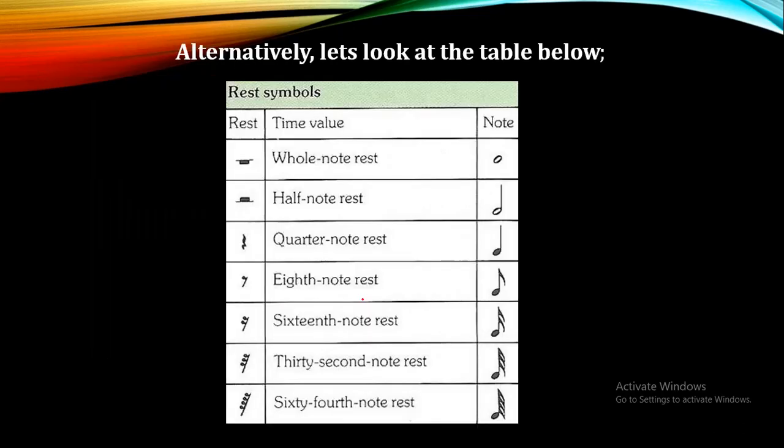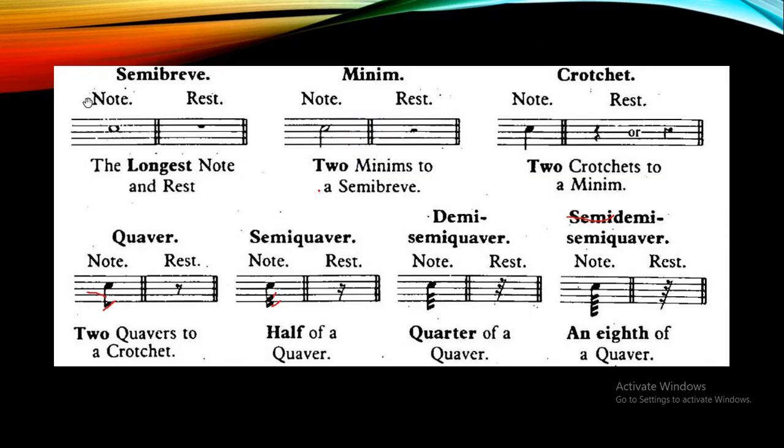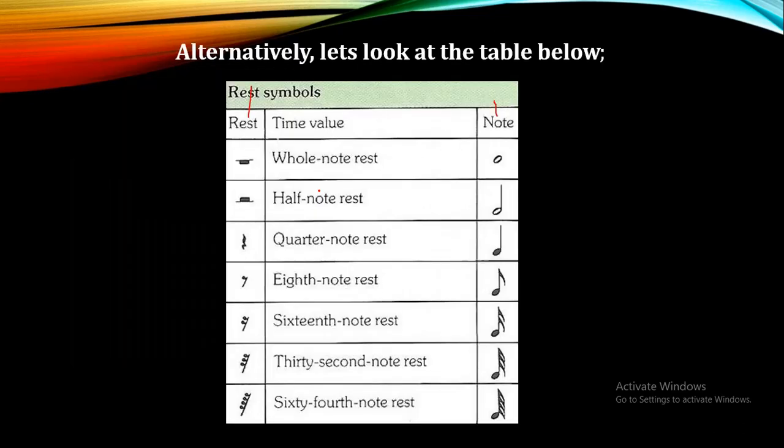When we come to this other one, I was trying to give an alternative. Let's look at the table below. So this is the table. This time I placed the notes here, and then I placed the rests here. You can recall that in the previous one, I told you that the rest of the semibreve is facing up and the rest of the minim is facing down. So here we can see it very well: the rest is facing up, and the one for the minim is facing down.